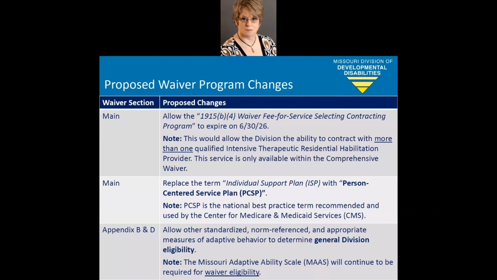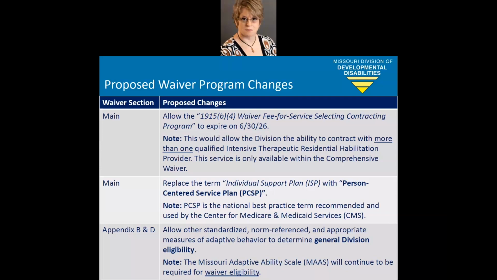The term individualized support plan is specific to Missouri. Individualized support plan is being replaced with the term person-centered service plan. Person-centered service plan is a term recommended and used by the Center for Medicare and Medicaid Services. Changing the term from individual support plan to person-centered service plan is best practice and will make our language consistent with national terminology.